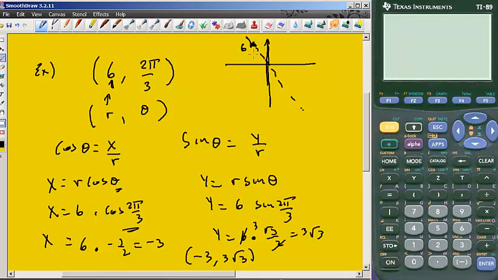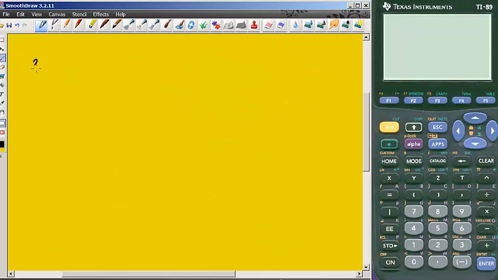And that's what this point here is. This point in polar coordinates is that, but in rectangular coordinates that's negative 3 comma 3 rad 3. That's how you convert from polar to rectangular. Now let's go backwards. Let's convert from rectangular to polar coordinates. Let's do an example.